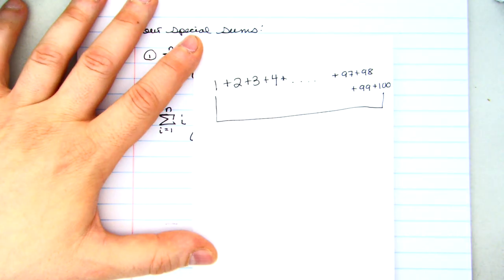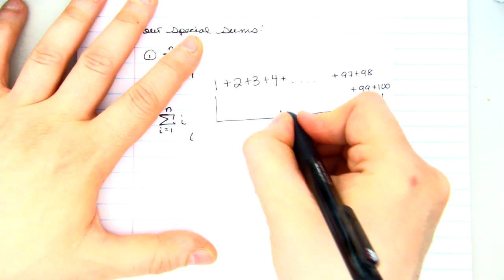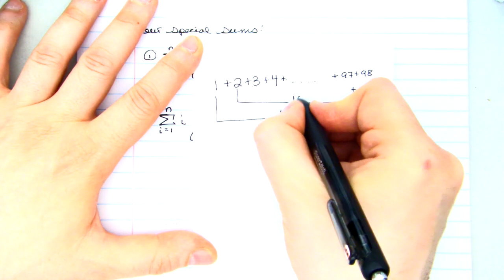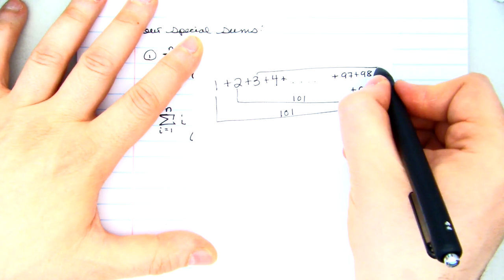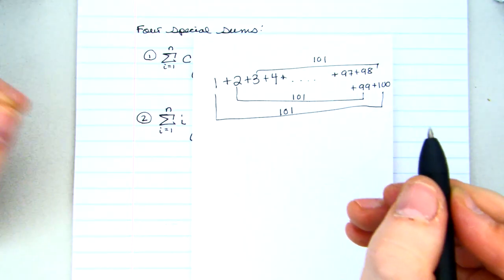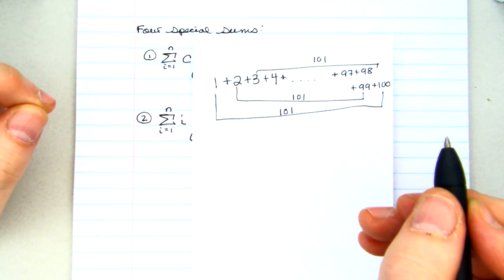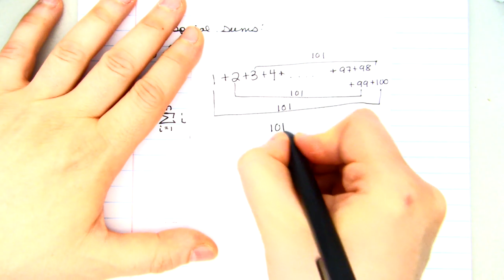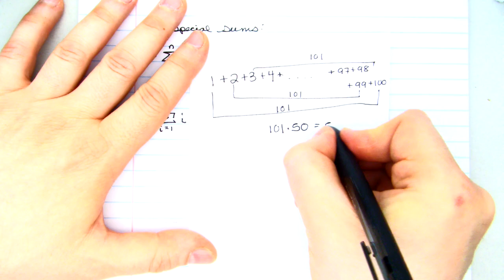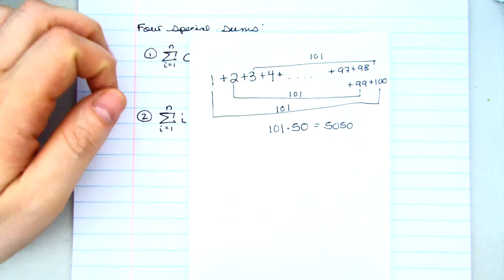What's 1 plus 100? 101. What's 2 plus 99? Okay, what's 3 plus 98? They're all 101. How many of these pairs are we making? 50. You're going to do 101 times 50, and you're going to get 5050.